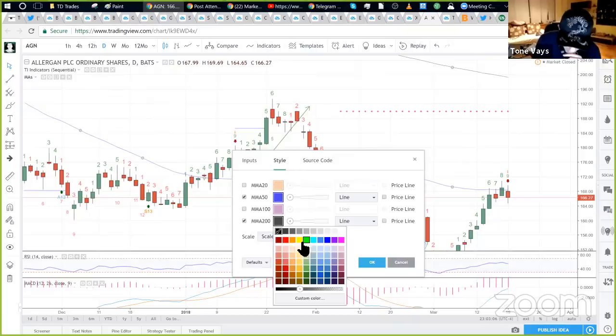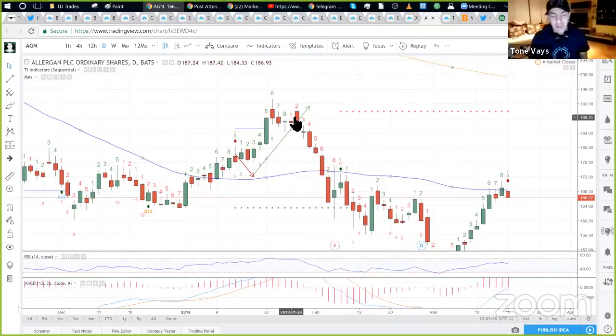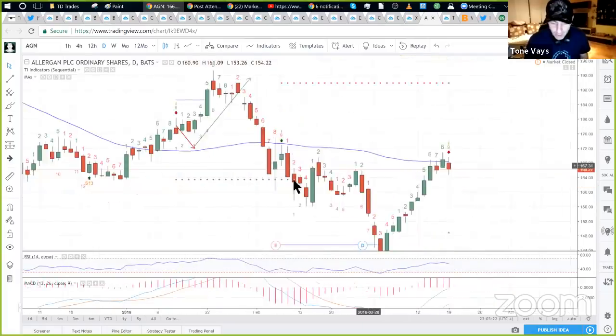Blue, orange, make them thicker. Oh man, this wasn't a 9. That sucks. I was hoping it was a 9. It never traded above the 5. So it price flipped at the top. Never gave you a 9. But then it started to go down, gave you a 9 here. It was working on a countdown.